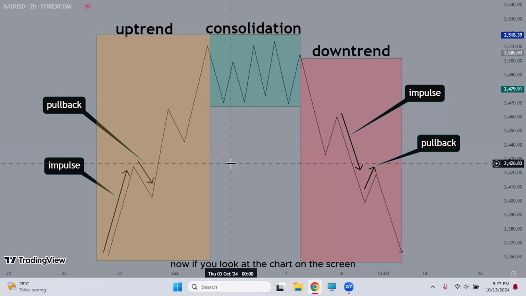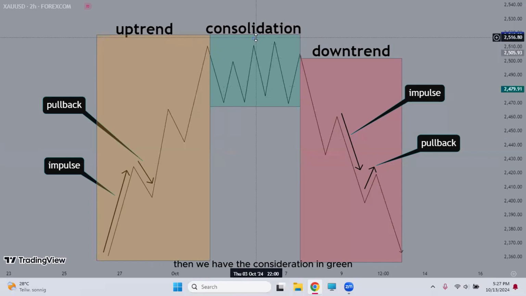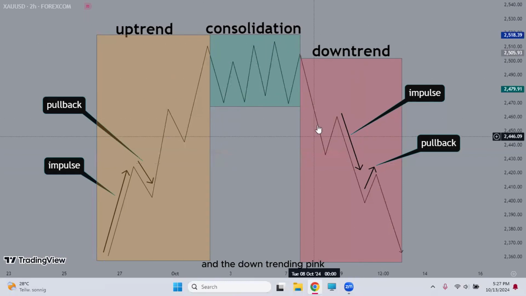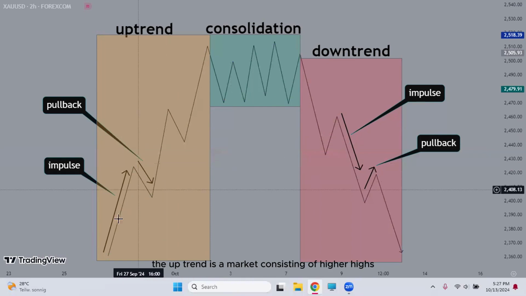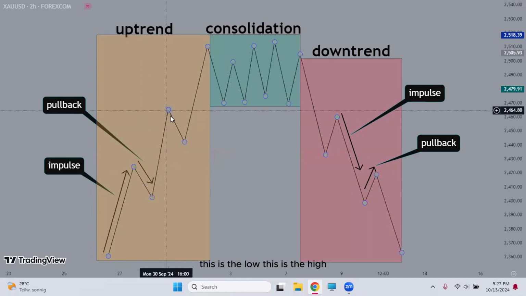Now, if we look at the chart on the screen, you are going to see the three major trends, just like I earlier mentioned. We have the uptrend here, and I think it's dark orange or something. Then we have the consolidation in green and the downtrend in pink. Now, let's break down the uptrend first. The uptrend is a market consisting of higher highs and higher lows. This is the high, this is the low, this is the high, this is the low.